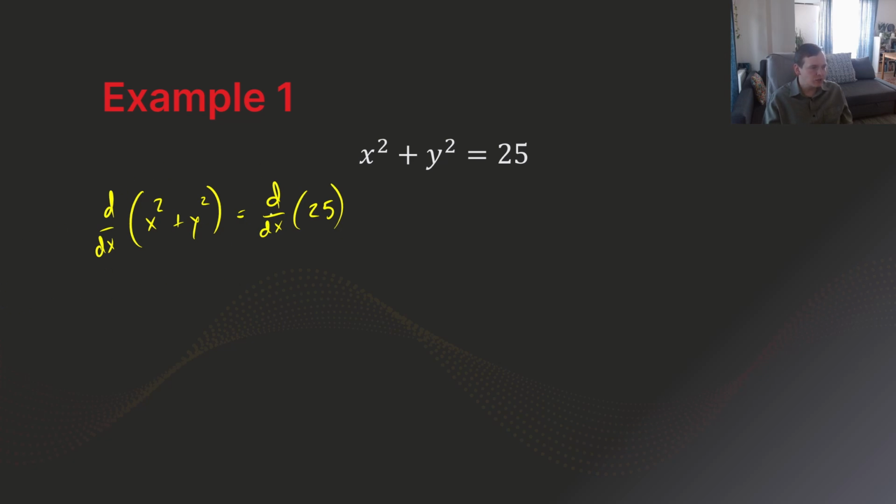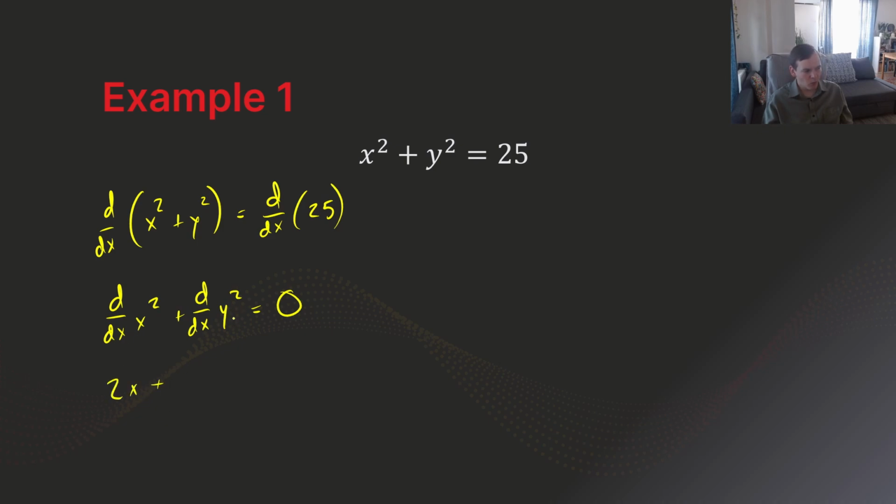And as you get practice, you won't necessarily need to write all this out. I'm going to write it out on this first example so that you can really hopefully see what I'm doing. So the derivative of x squared plus y squared, that's going to be the same as the derivative of x squared plus the derivative of y squared. The derivative of 25 as a constant is equal to 0. Derivative of x squared, that one's nice and easy, it's 2x.